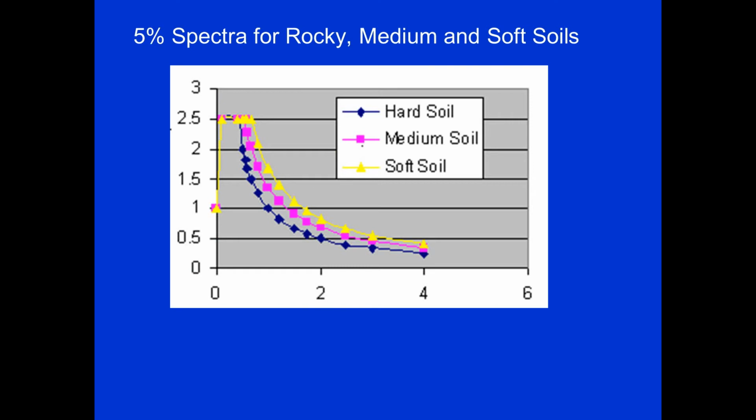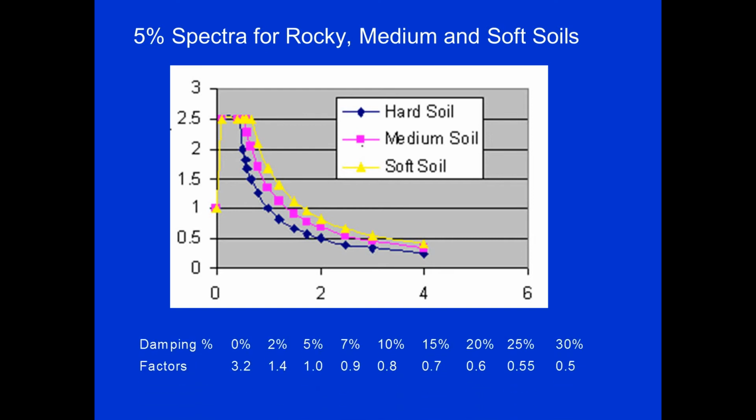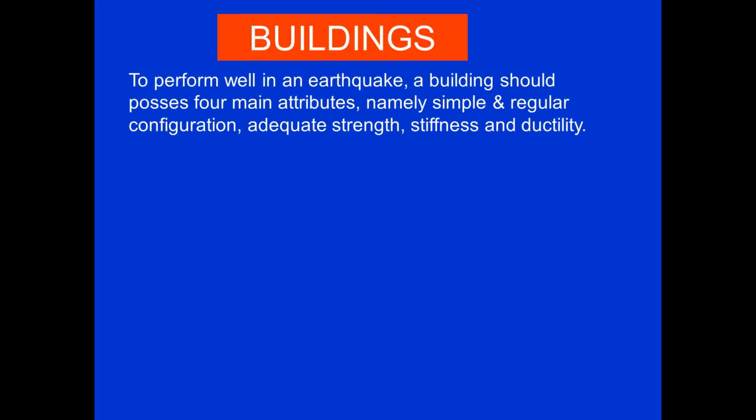This is the 5% spectra for rocky, medium and soft soil. We can use this graph while calculating the value of SA by G. Then the damping percentages are already given. These are all available in IS 1893-2002. Then next are the buildings. To perform well in an earthquake, a building should possess four main attributes, namely a simple regular configuration and adequate strength, stiffness and ductility. These are the four basic pillars by which the building can resist the earthquake forces.